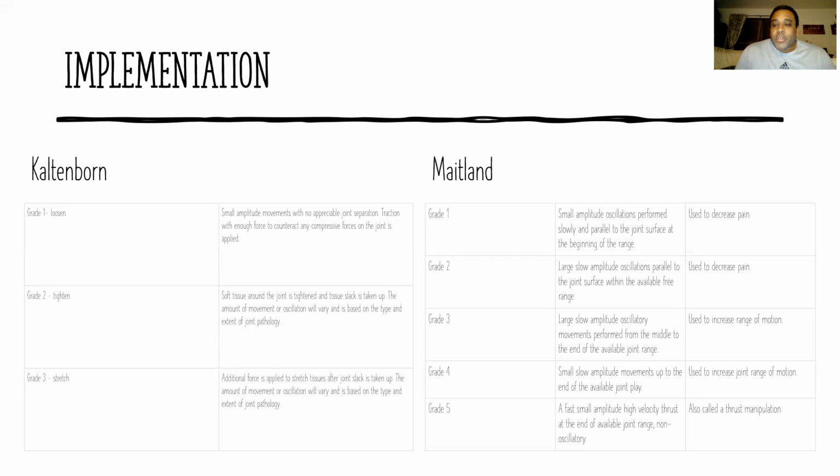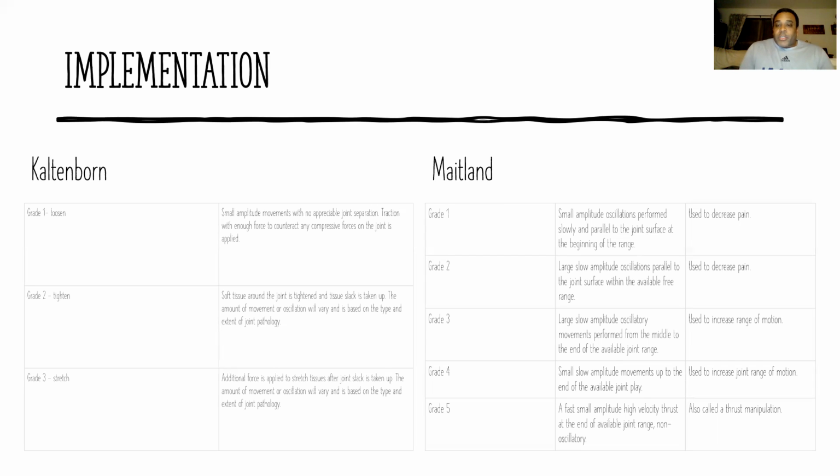Grade 2 is larger, slow amplitude oscillations parallel to the joint surface with available free range, and this is to decrease pain. So you get a little more separation from that joint, but you still want to go slow and you don't want to go too far with your separation.